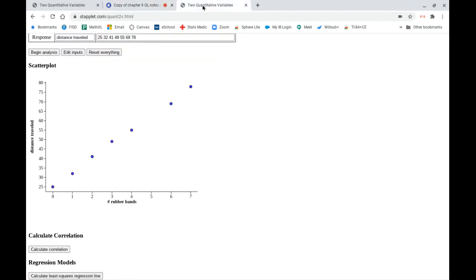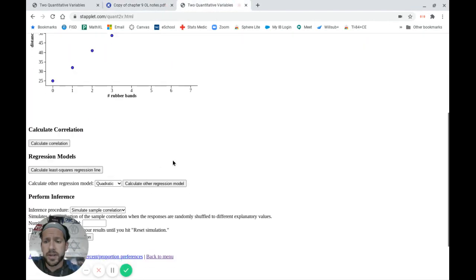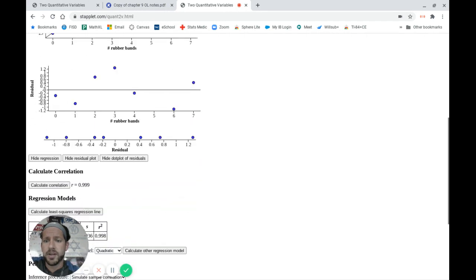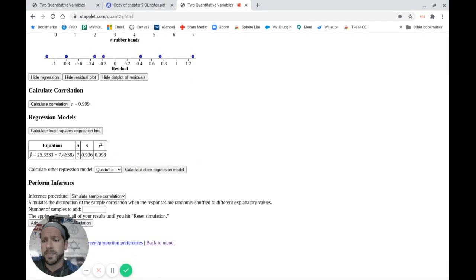On Statplet, we can just go down here. There's our correlation. Wow, that's a fantastically perfect correlation there. Hopefully you know why, because of the video we watched over 9.1. Thanks, Ms. Anderson. And we can click this button here to get the least squares regression line, and we see a bunch of other stuff popped up that we'll talk about later as well.